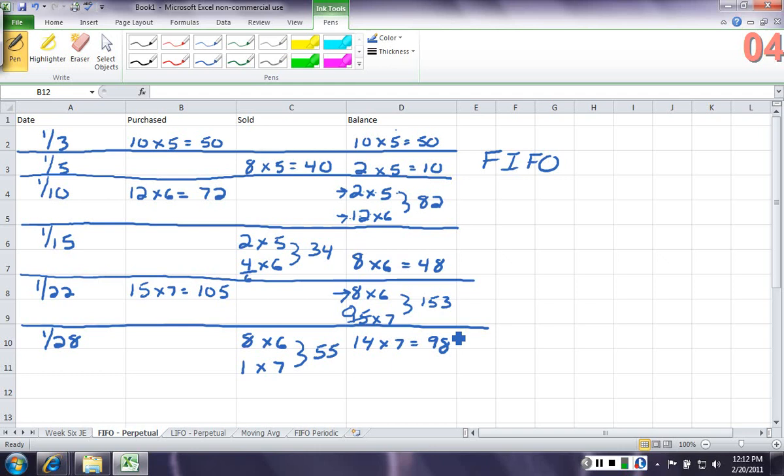So this is my ending inventory because remember, perpetual, I keep a running total. My cost of goods sold is 40 plus 34 plus 55. So my total cost of goods sold for the month would be $129. That is FIFO inventory. Now next we're going to do LIFO.